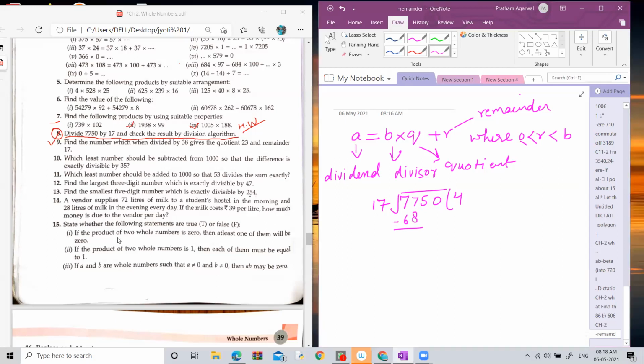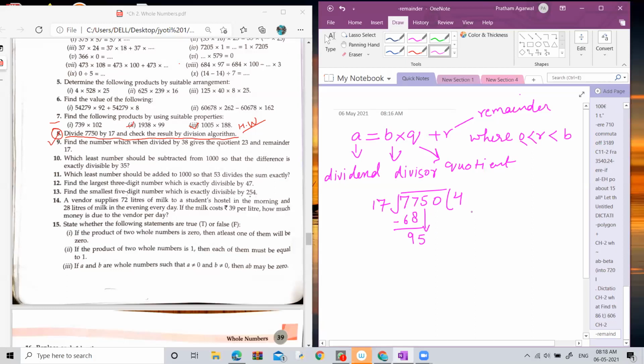Quickly write in the chat box, bache. How much is left if you subtract 68 from 77? Yes, it's 9. Very good. Now copy down 5. Now it becomes 95.